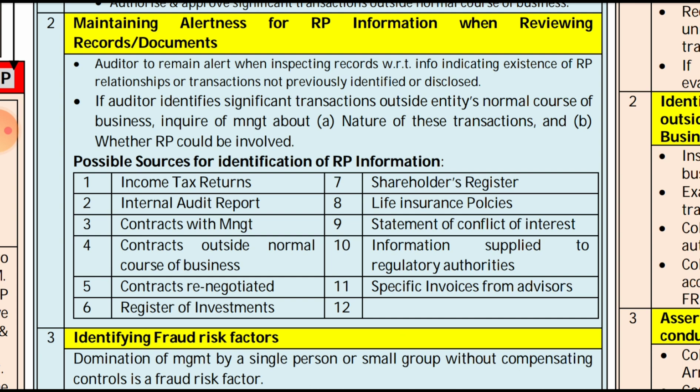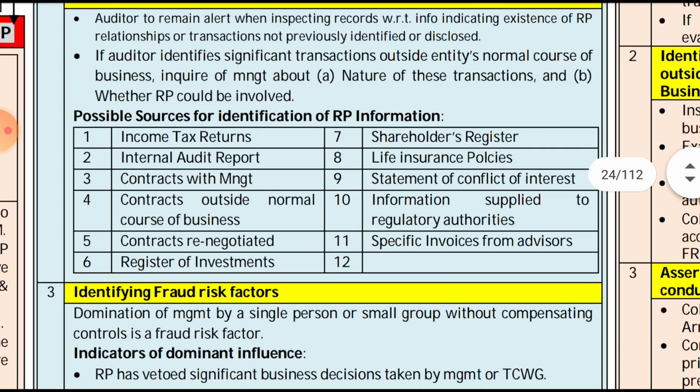So if they identify any transaction outside the normal course, they will first inquire of the management about the nature of the transaction taken outside the normal business activity, and whether a related party would be involved. Then come the possible sources of identification of related party information. So how will we identify the related party information?